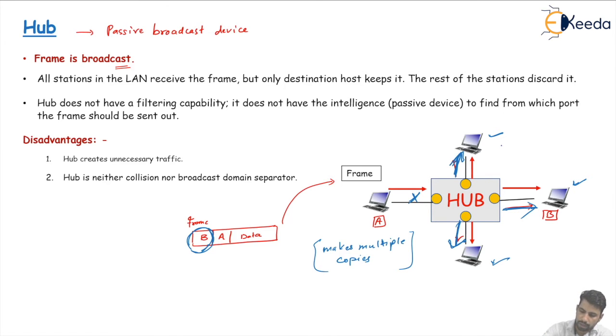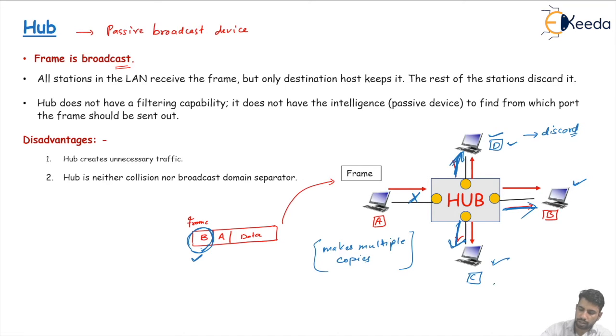Here this frame has come, and it is matched against the destination address. For example, this is device C and this is device D. Here this frame will reach and be matched: the destination address is B but here it is D. So this machine will discard the frame.